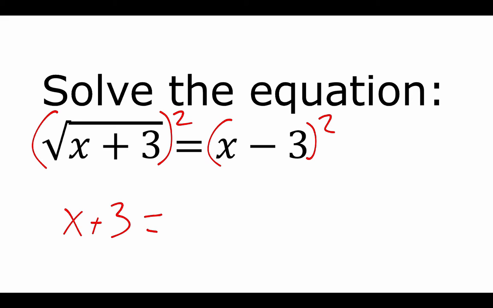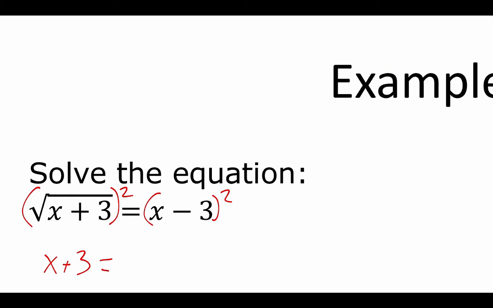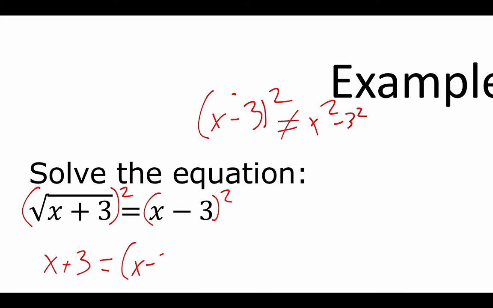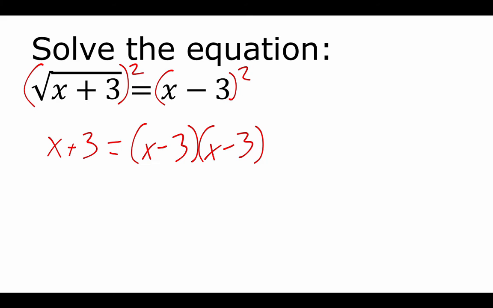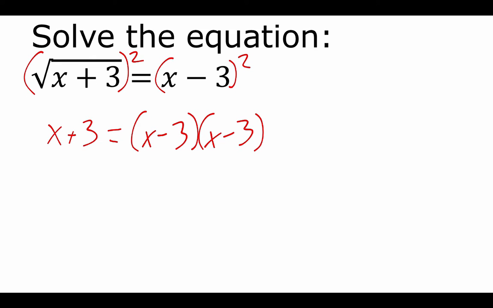On the right side, x minus 3 squared. Keep in mind, x minus 3 squared is not the same as x squared minus 3 squared. We need to do x minus 3 times x minus 3. When we're squaring something, that means multiply by itself. Left side still x plus 3. On the right side, let's actually go through and distribute the x minus 3 times x minus 3.